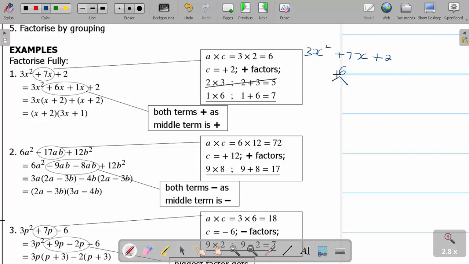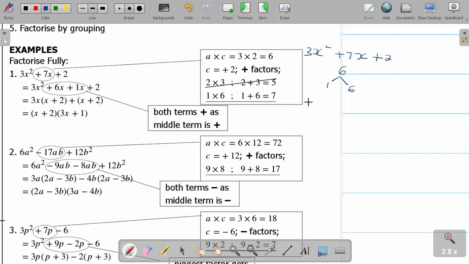Now we're going to use this 6 to give us two numbers. When you multiply the factors of 6, you get 6, and when you add them, you get 7. Which numbers are those? That is going to be 1 and 6, because 1 multiplied by 6 gives us 6, and 1 plus 6 gives us 7. Now where there is 7x, I'm going to put 1x plus 6x, like this.